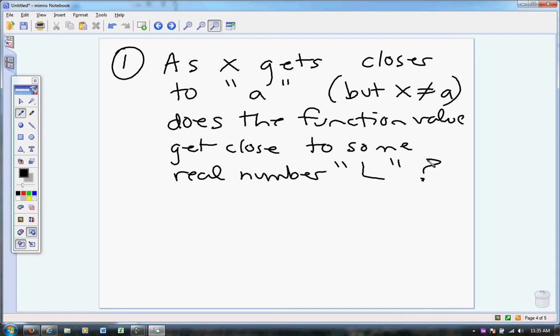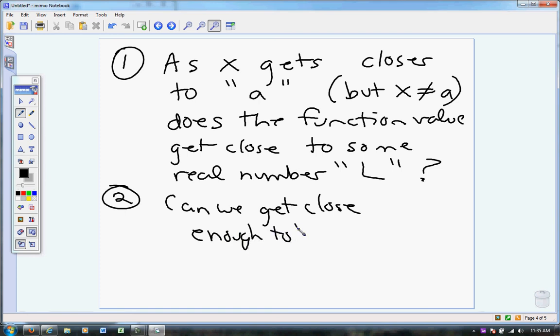And then our second question is probably more basic. I'm just going to phrase it this way. Can we get close enough to a? Obviously, sometimes there could be a number of values that are not defined. Okay? So L is our y value that we're approaching. Like the one we just did, it was 1.33. That was our value L.